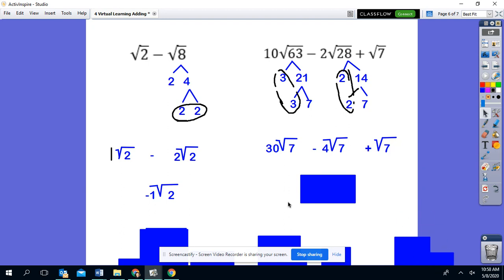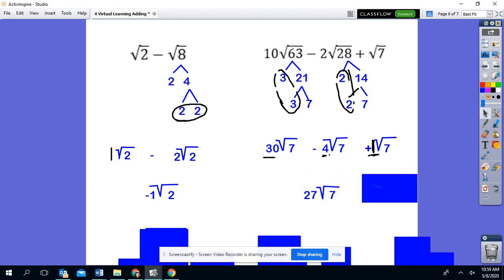So this expression, we've got 30 times the square root of 7 minus 4 times the square root of 7 plus the square root of 7. I'm just going to remember we have a 1 out front in front of that right there. So I'm going to do 30 minus 4, which is 26, plus 1, that will be 27. So I've got 27 times the square root of 7.